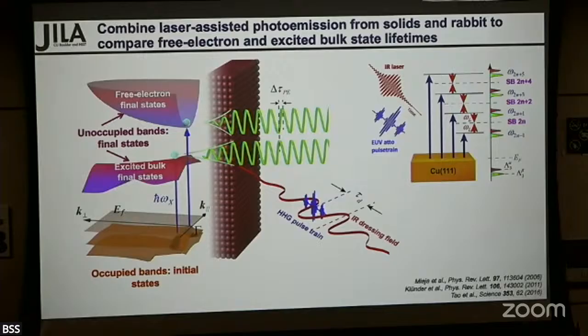Hit the sample at the same time. At the same time, absolutely. And just use the fact that the electron can emit as well as absorb.